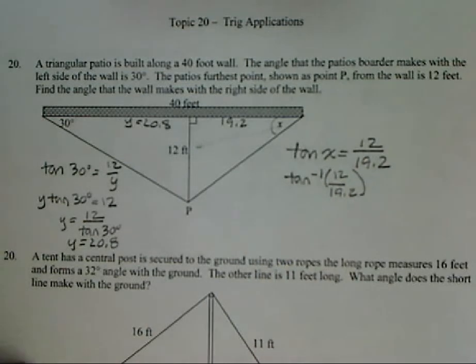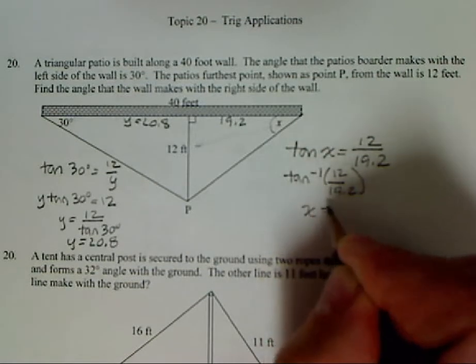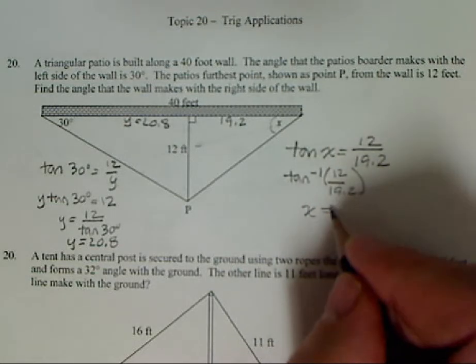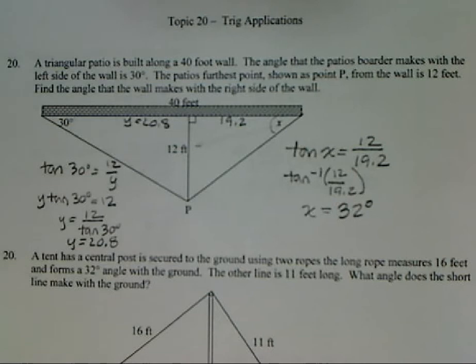So you want to calculate this and then use the answer. So if I do 12 divided by 19.2, I get about 0.6245. Then I'll do tangent inverse of that, and I get that x is equal to 31.98, so about 32 degrees. Okay, we're mostly concerned about you showing your steps and what you're doing in terms of figuring it out versus getting the exact perfect decimal.